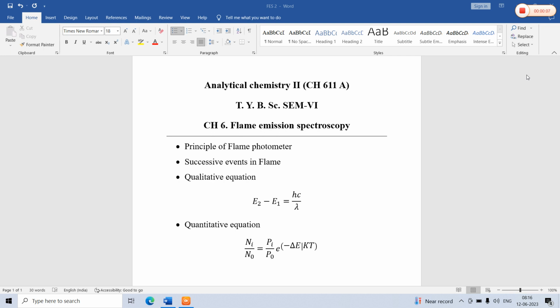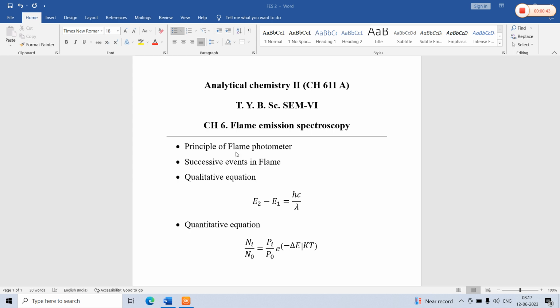This is a series of lectures for TYBSc Analytical Chemistry semester 6, and the name of the chapter is chapter number 6, flame emission spectroscopy. In the previous lecture we have already discussed the introduction part of this chapter. Now in today's lecture we will study the principle of flame photometer, successive events that take place in the flame, the qualitative equation and the quantitative equation.